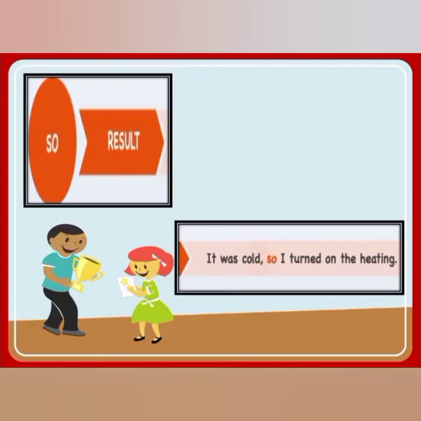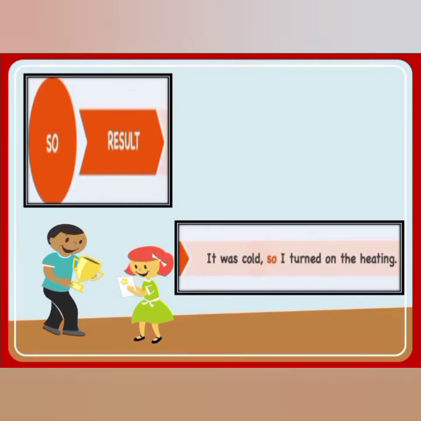So is used when you show the result, that if you have done this work, then this will be the result of that work. It was cold. The first thing is that it was cold. So I turned on the heating. So what is he saying? That firstly it is cold. So what did it lead to? That you turned on the heating.